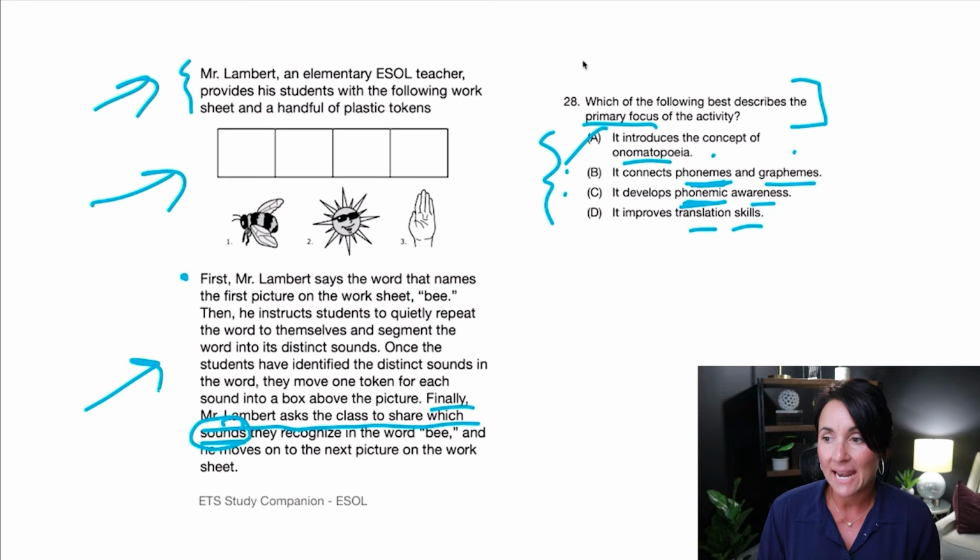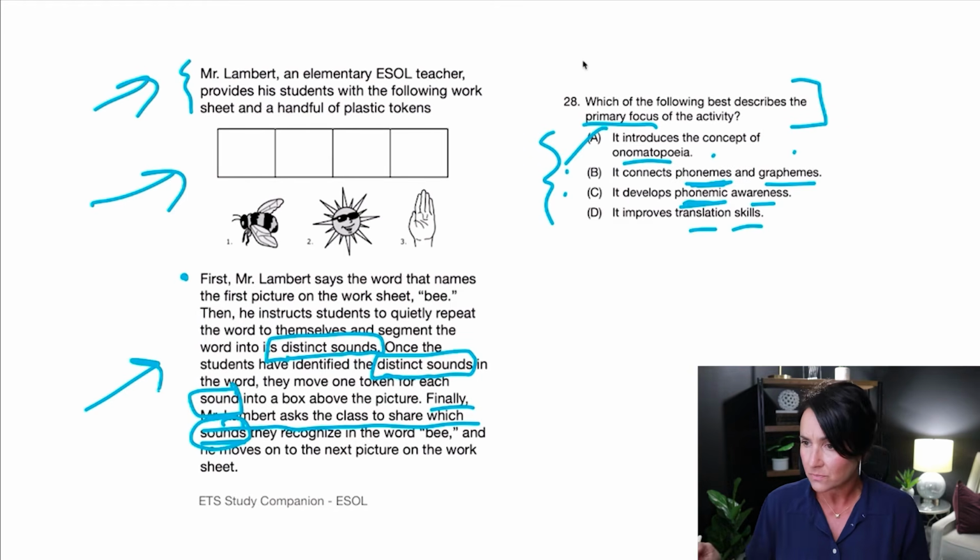Now we have this. First, Mr. Lambert says the word that names the first picture on the worksheet, B. Then he instructs the students to repeat the word to themselves and segment the word into distinct sounds. Once the students have identified the distinct sounds in the word, they move 1 token for each sound. Again, sound, sound, sound. There's 1, 2, 3, 4 times they say sound or sounds in this question.